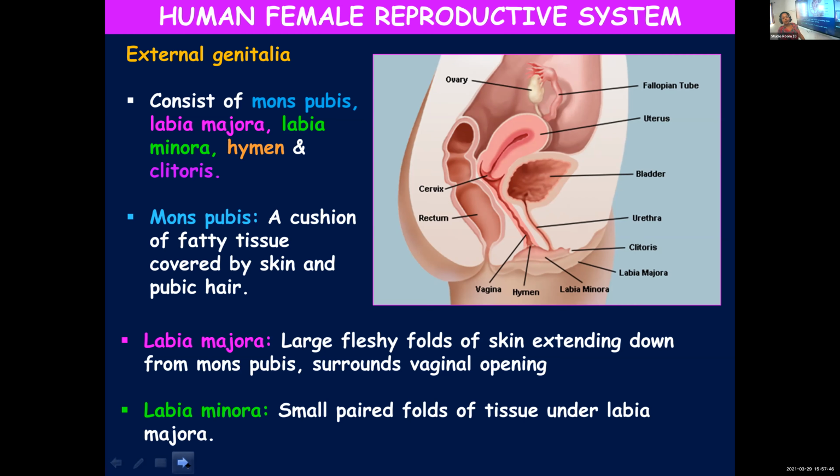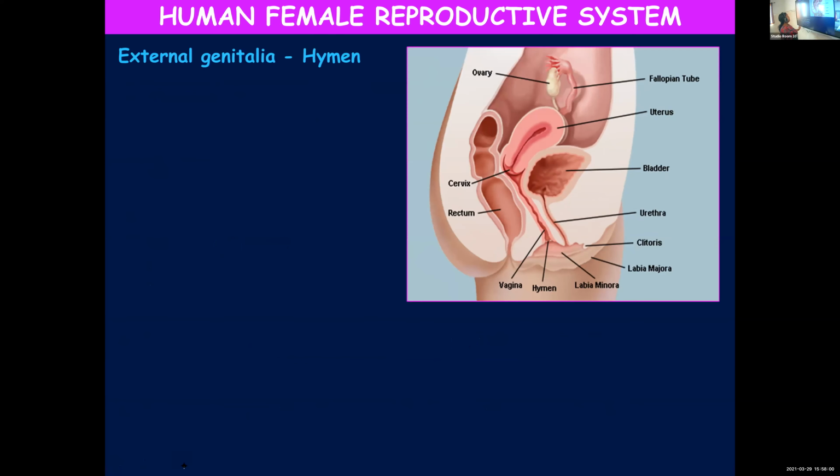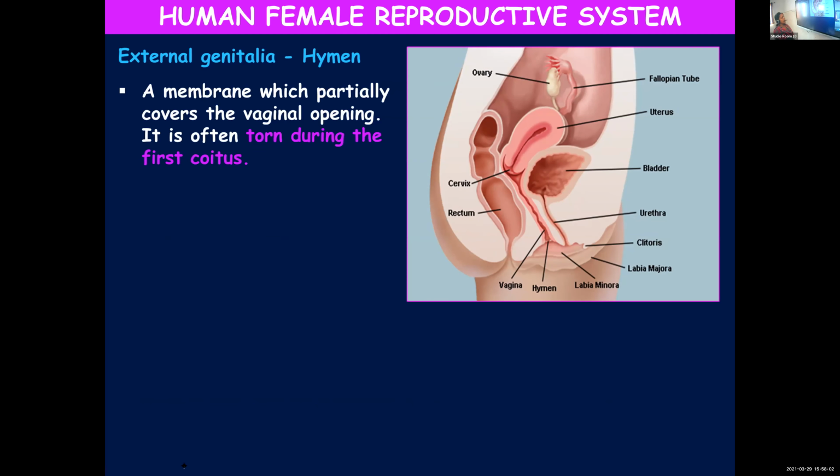And just now we learned that the clitoris is a tiny finger-shaped structure located at the upper junction of the labia minora, and it is a very sensitive organ. And then we discussed the hymen. The hymen is a membrane which partially covers the vaginal opening.